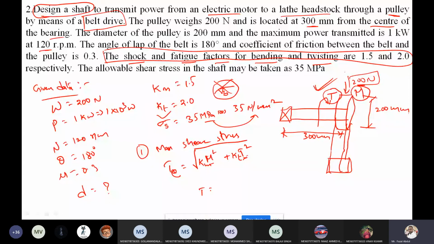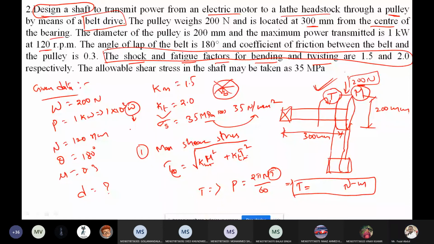So T is nothing but torque. This T value we can calculate with the help of the power equation. Power P is equal to 2 pi N T by 60. So with the help of this equation, what is the T value in terms of Newton meter? Why Newton meter? Because the power is appearing in terms of watts. Watts is nothing but joules per second. Joules per second is nothing but Newton meter per second. So this Newton meter is appearing here.